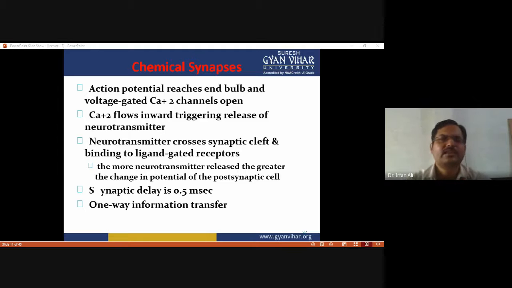The neurotransmitter crosses the synaptic cleft and binds to ligand-gated receptors. The more neurotransmitter released, the greater the change in potential of the postsynaptic cell. The synaptic delay is about 0.5 millisecond. So it is the time it takes to convert the electrical signal into the chemical signal. And it is a one-way information transfer.